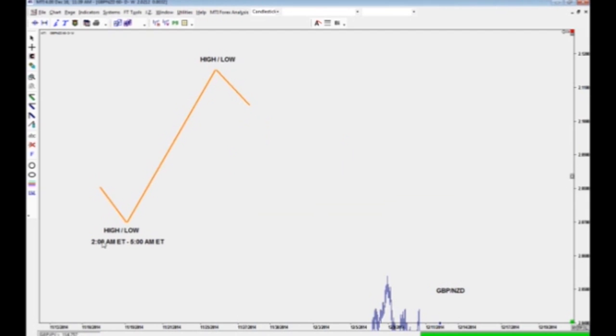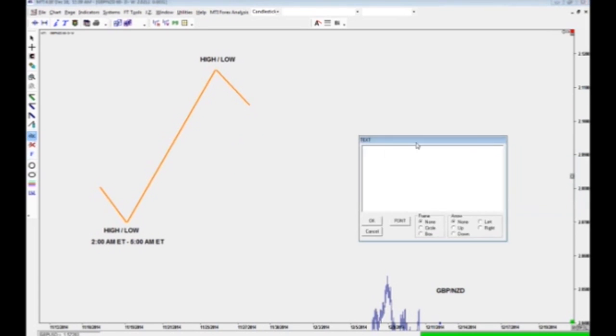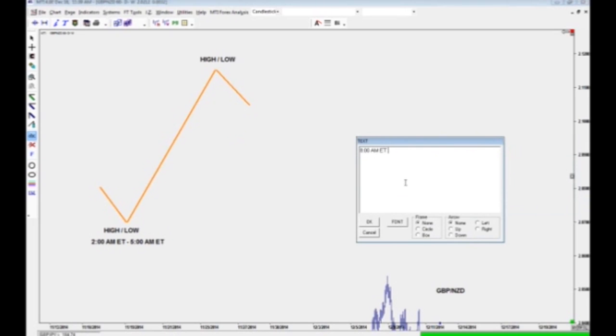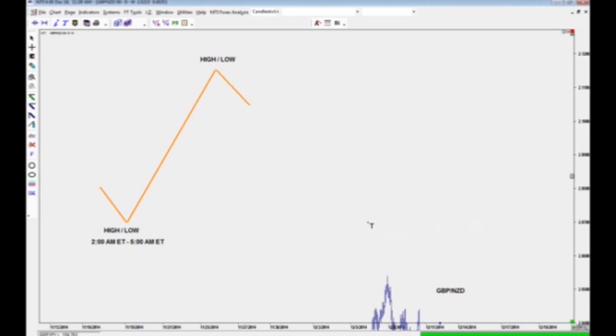All right, now, the opposite high or low of the day will form anytime between 8 a.m. and 2 p.m. So with that being said, we're going to go ahead and put 8 a.m. Eastern Standard Time, and that's also going to be 2 p.m. So let me ask you a question. Do you believe it's going to be easier to find the high or low between 2 and 5 or between this larger gap in time?